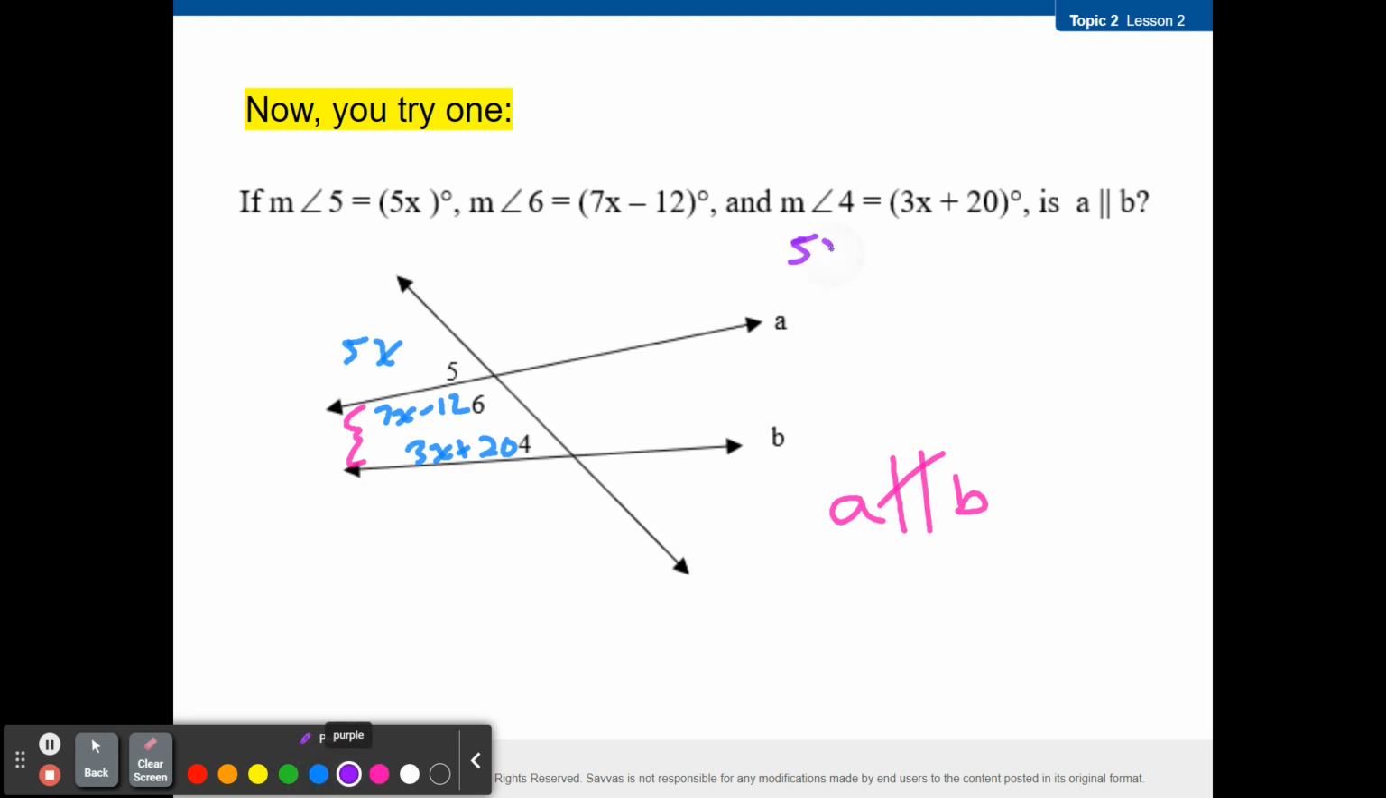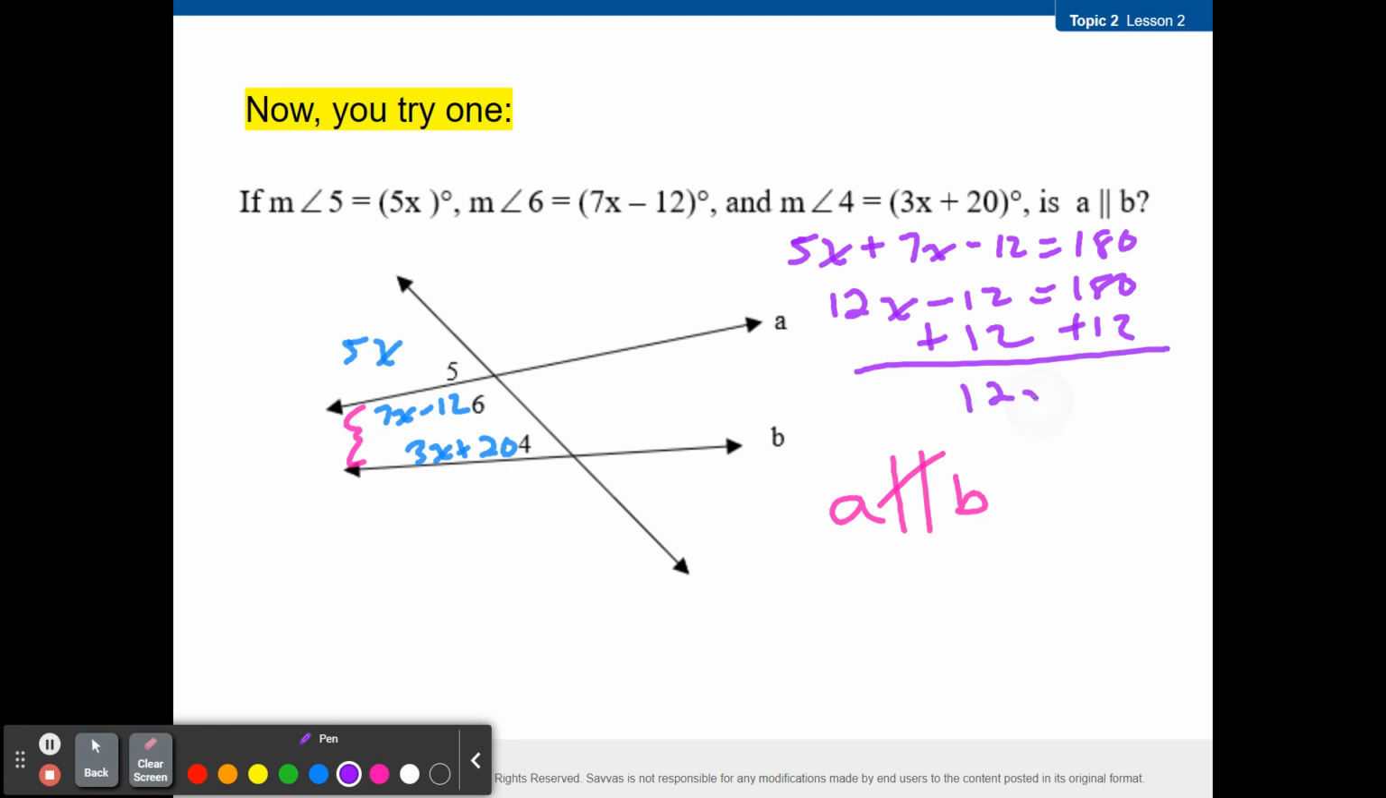So we have 5X plus 7X minus 12 equals 180. Combine those, that's 12X minus 12 equals 180. I'm going to add 12 to both sides. So I get 12X equals 192. If I divide both by 12, sorry, calculator. 192 divided by 12, I've got 16. Anybody else get 16?